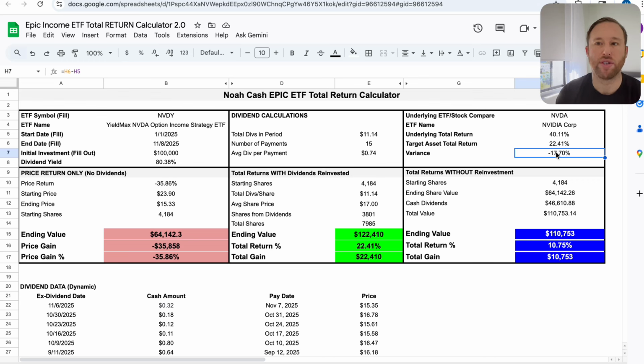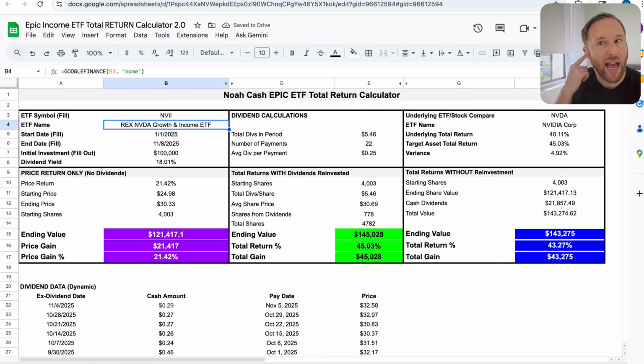Of course, you're seeking that income from NVDY, but you could always just sell some of your own appreciation on the way up with Nvidia. Of course, it's not as easy to do, with when do you sell, when do you not sell. But it's just something to consider, guys, when you see this massive variance of 17%. Should you have just invested in Nvidia versus NVDY?